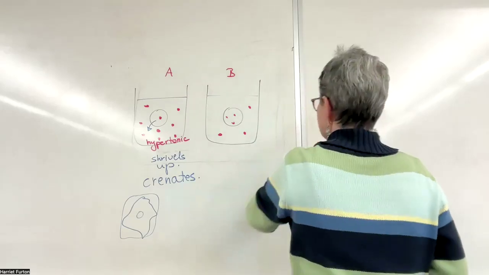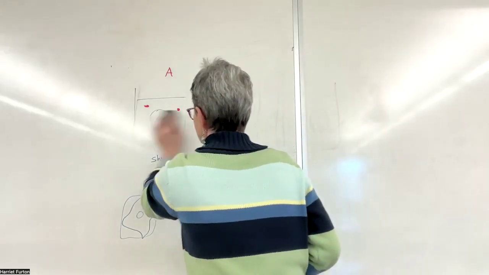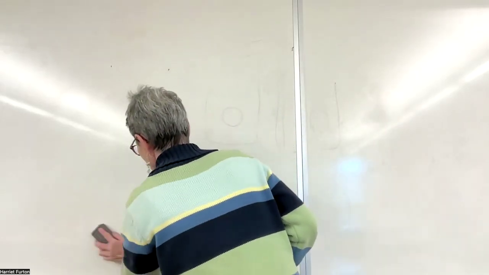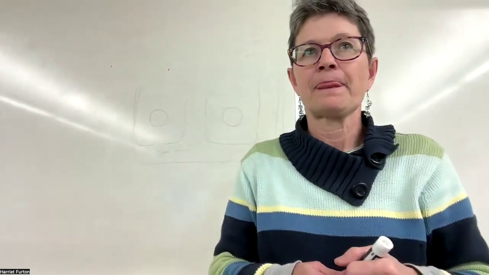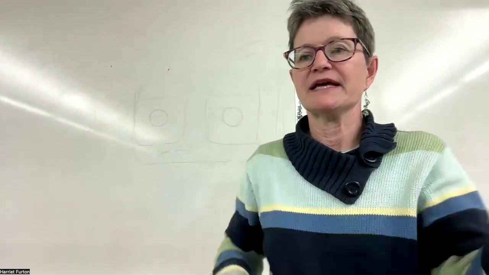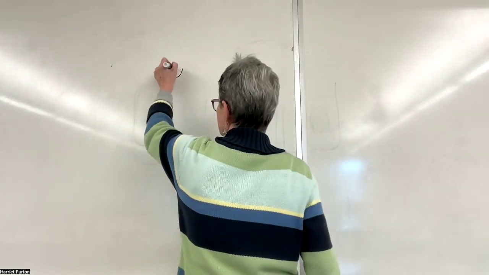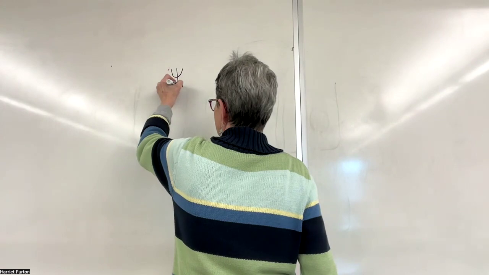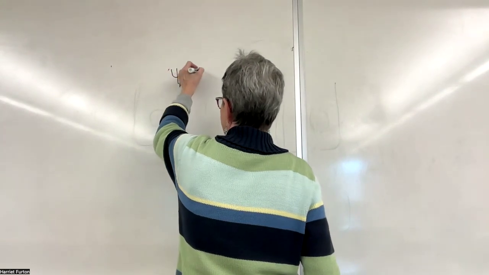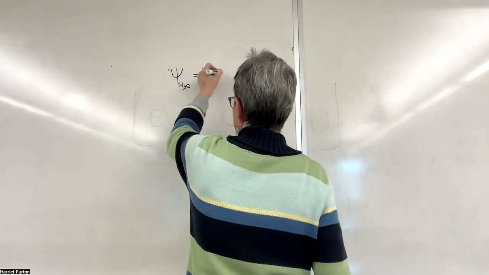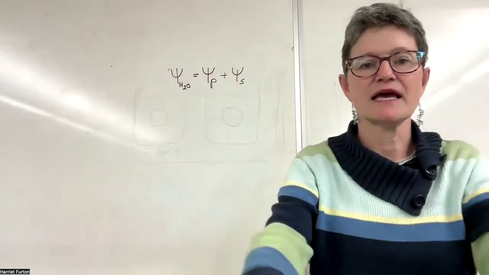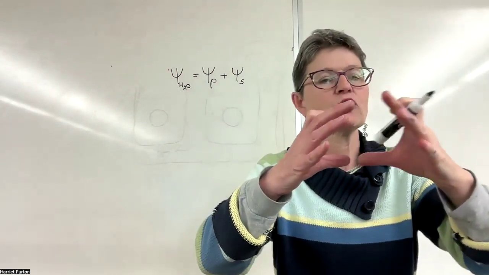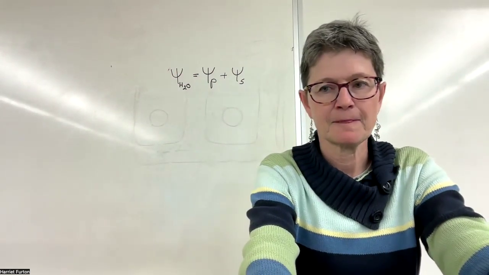And let's get into the calculation. Calculation part, water potential. That will be the second half. Water potential is the pressure potential plus the solute potential in a closed system.